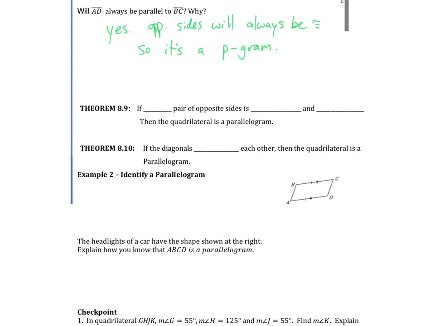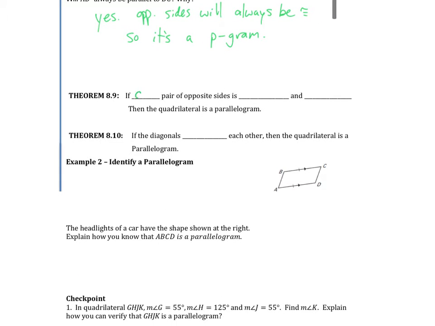All right, Theorem 8.9 says that if one pair of opposite sides is congruent and parallel, then the quadrilateral is a parallelogram. And Theorem 8.10 says if the diagonals bisect each other, then the quadrilateral is a parallelogram.